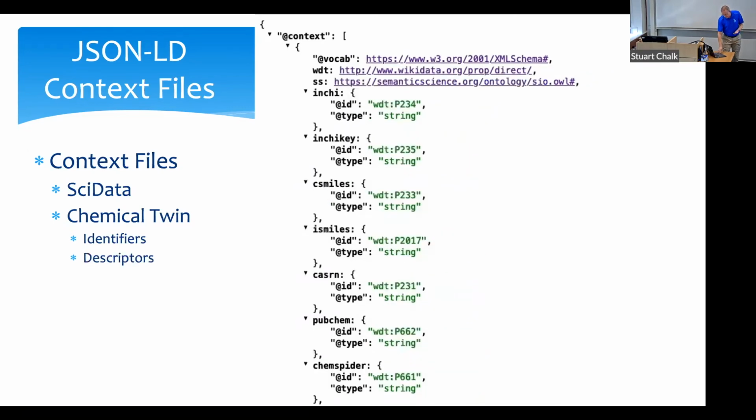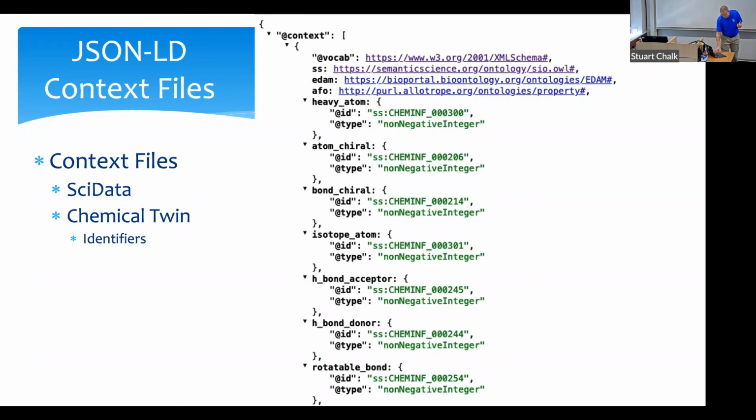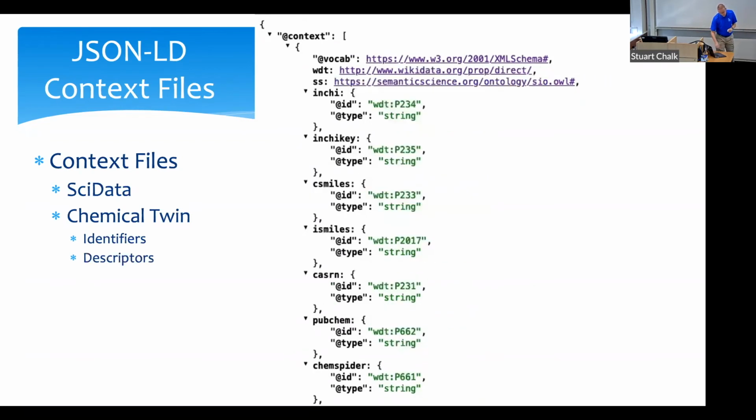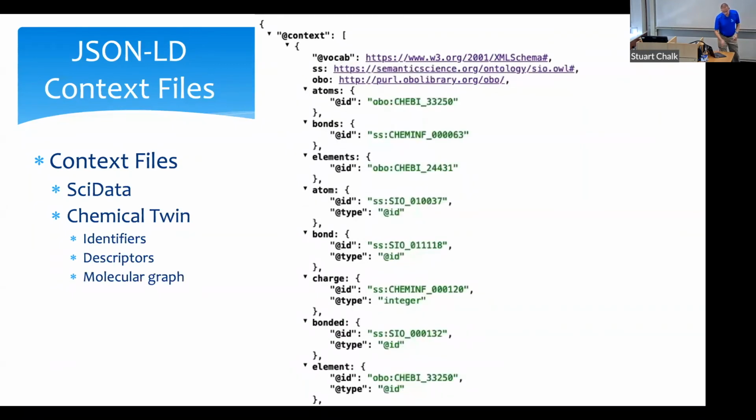So here, actually, I have those two the wrong way around. So the previous diagram is the descriptors. These ones are the identifiers, even though of course that's not correct in this sequence here. So identifiers there. And then we have to represent the structure of that molecular graph. So we have representation of the atoms, the bonds, the charge if we need it, and so on.